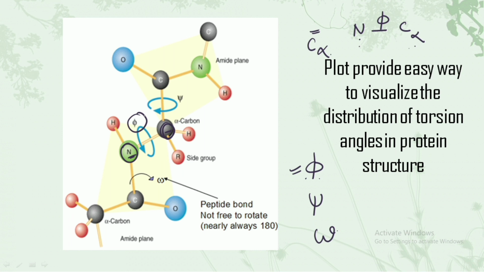The second angle is the psi angle, which is found between the C alpha and the C. So you can see that between the C alpha and the C, we have the psi angle. This is the second thing you have to remember. And the third thing is the omega angle. The omega angle is found between the N and the C. So between N and C, we have the omega angle.